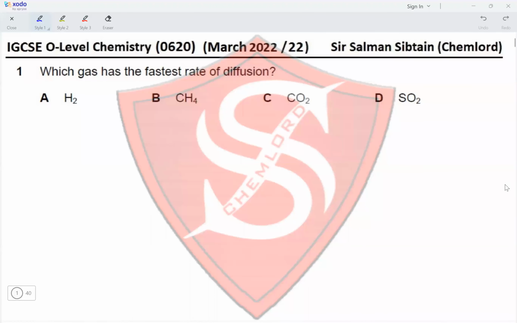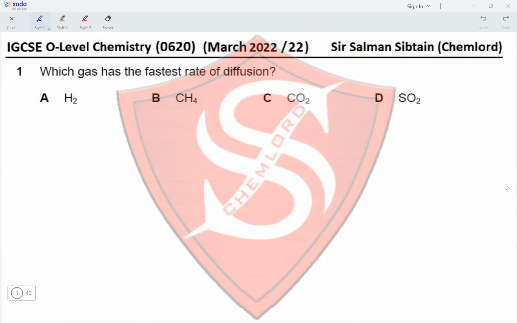Hi guys, this is IGCSE O-Level Chemistry, paper 22, Extended MCQs, March 2022, question 1. Which gas has the fastest rate of diffusion? So here we have not been given any temperature or any other details. So the rate of diffusion would depend on the lowest MR. Whichever gas has the lowest MR will be the fastest one to diffuse.